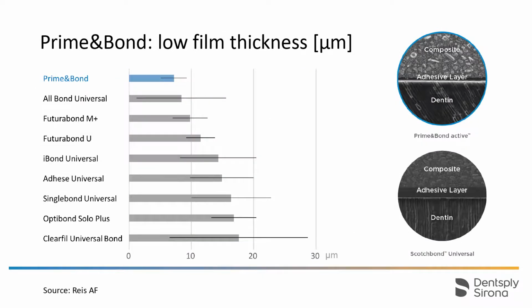Please keep in mind that there is no need to be concerned about light curing the Prime and Bond adhesive layer impacting fit of indirect restorations. Prime and Bond has a very low film thickness of less than 10 micrometers.